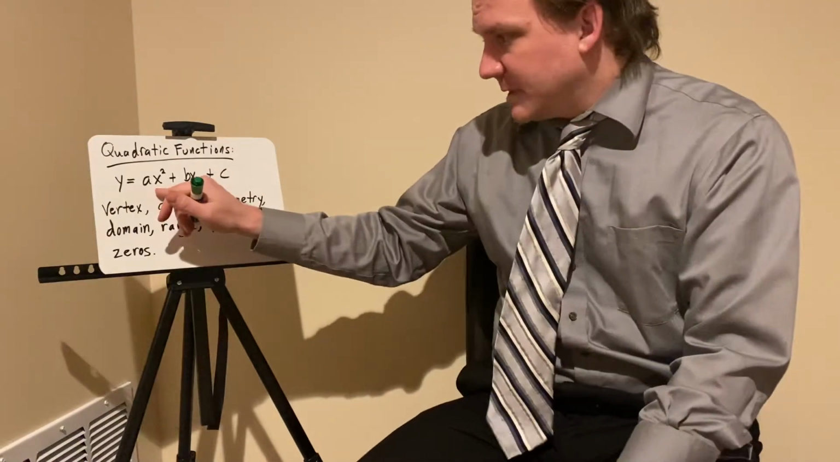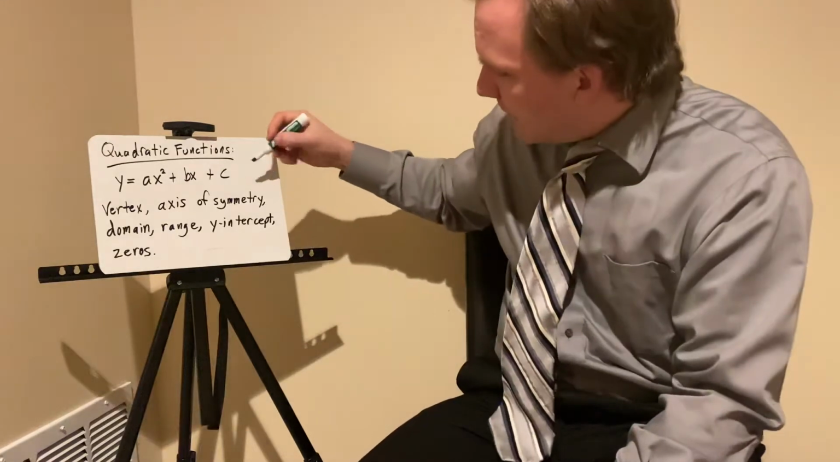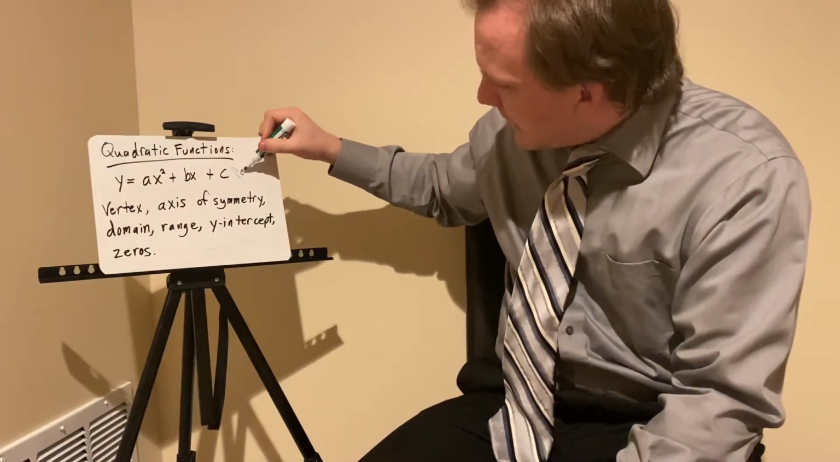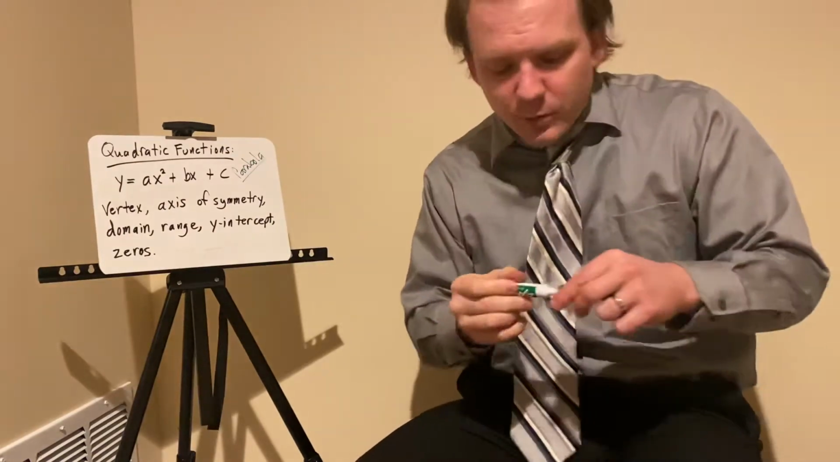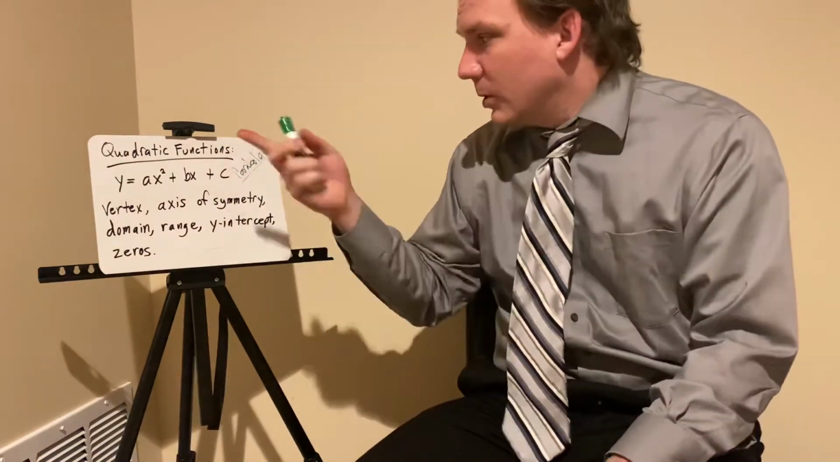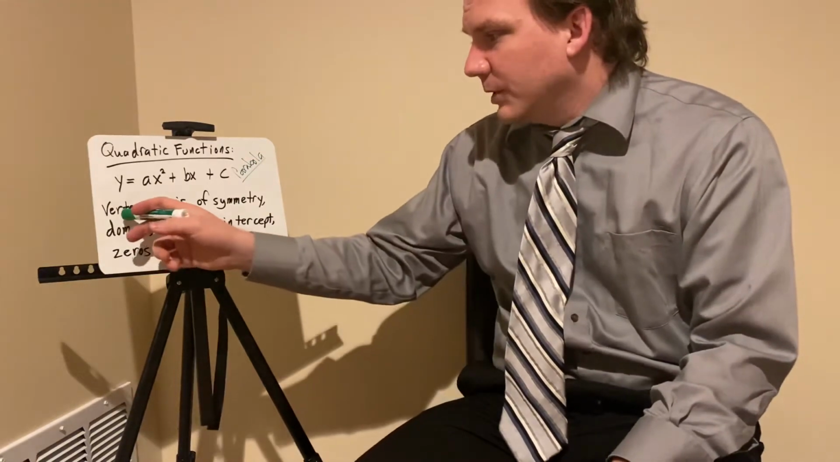The highest exponent you're going to see is the square in the quadratic function, and it forms a graph called a parabola. P-A-R-A-B-O-L-A, parabola. That's an important term that you're going to hear a lot when we talk about quadratic functions. The graph is called a parabola. Now here's some other terms we're going to talk about.